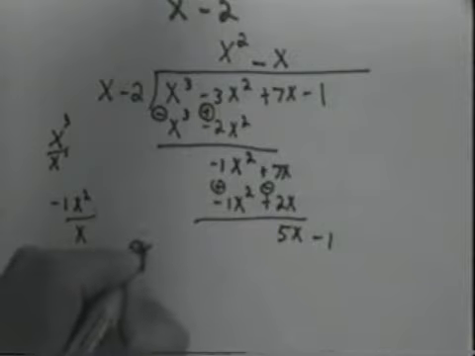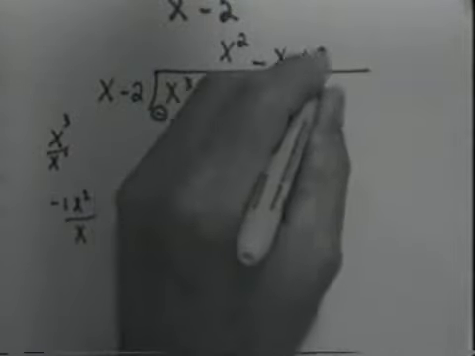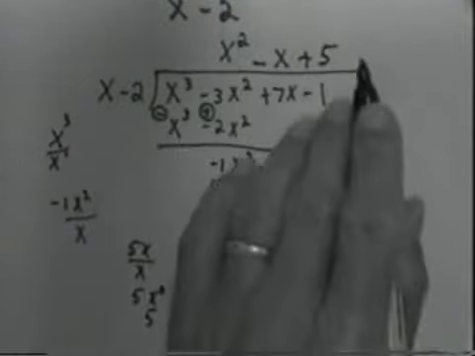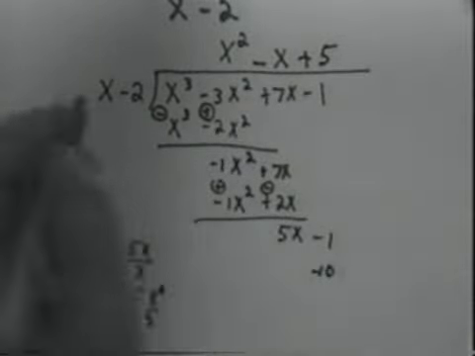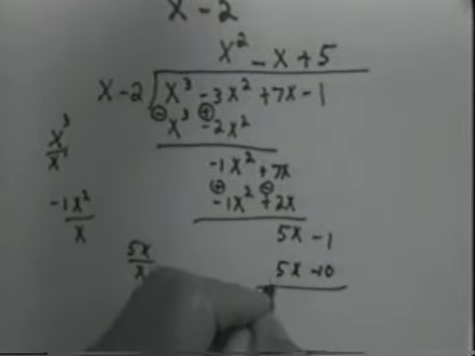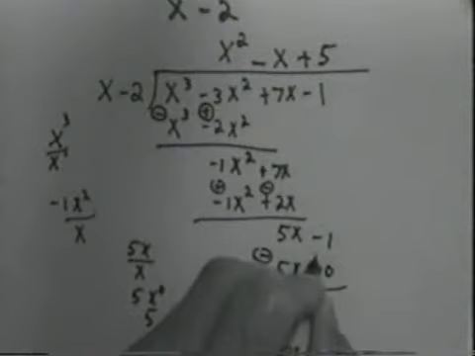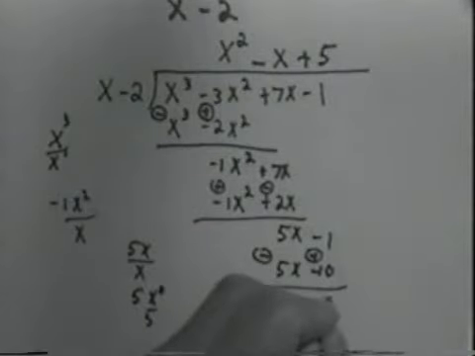Now I divide, first into the first. 5x divided by x is 5x to the 0, which is 5. So put the plus 5. 5 times the negative 2 is a negative 10. 5 times x is 5x. Now I'll subtract. By taking the opposite, the 5x's will cancel. Negative 1 plus 10 is 9.